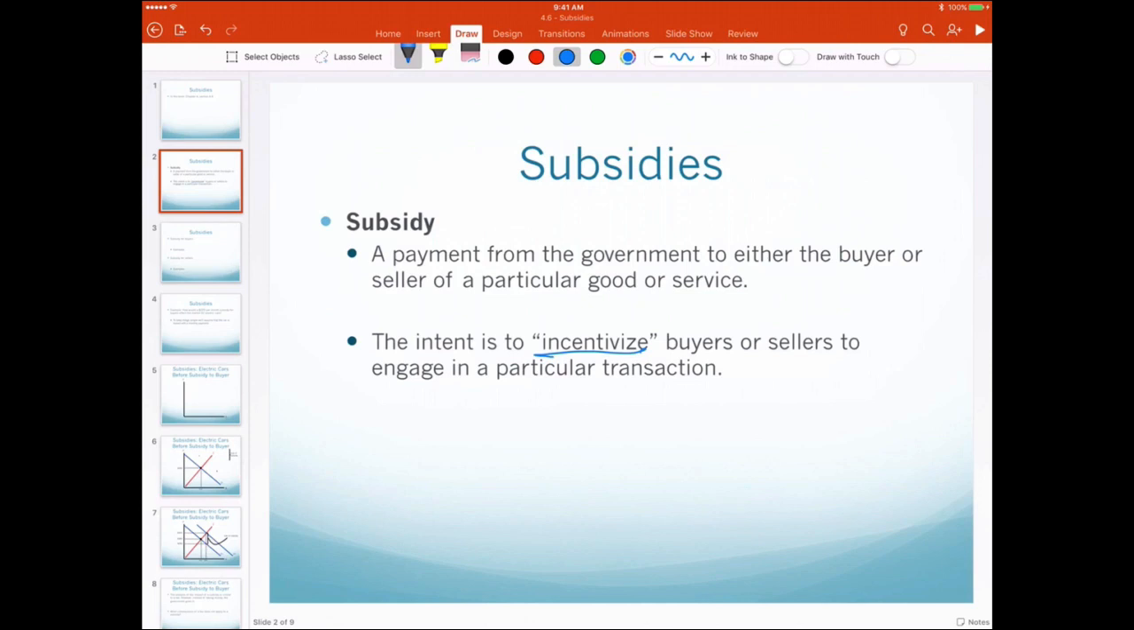Again, the idea is you're trying to encourage a particular activity. You're subsidizing solar panels, or electric cars, or the growing of corn because you're trying to get more of it. People levy taxes on cigarettes and so forth to try to get less of it. Subsidies are kind of the opposite. You're giving subsidies so that you can try to get more of a particular activity.